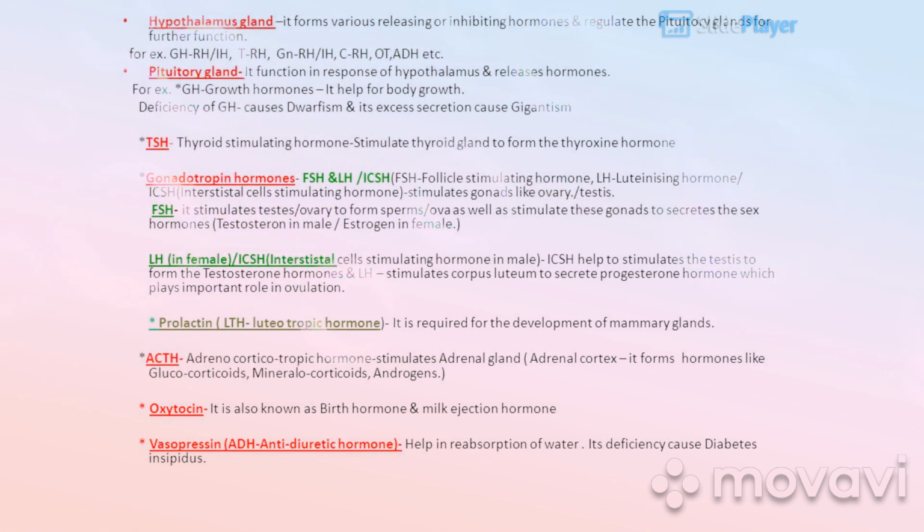Oxytocin. It is also known as birth hormone and milk ejection hormone. Vasopressin, ADH, antidiuretic hormone, helps in reabsorption of water. Its deficiency causes diabetes insipidus.